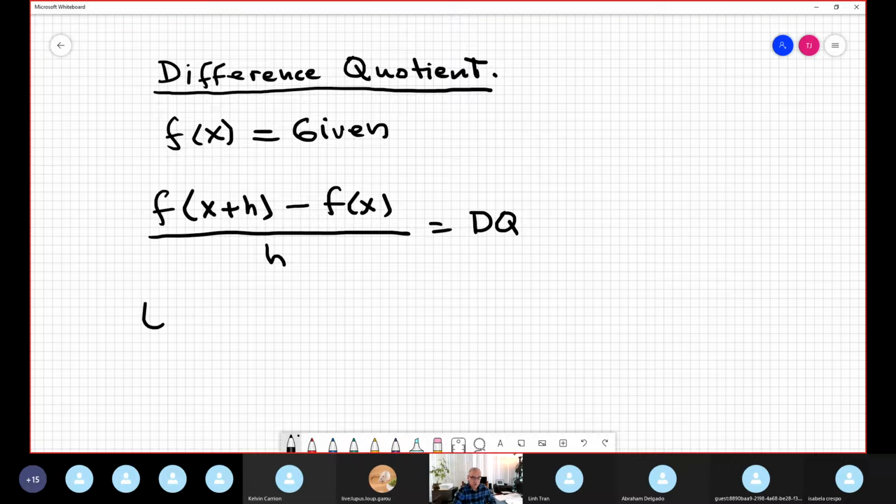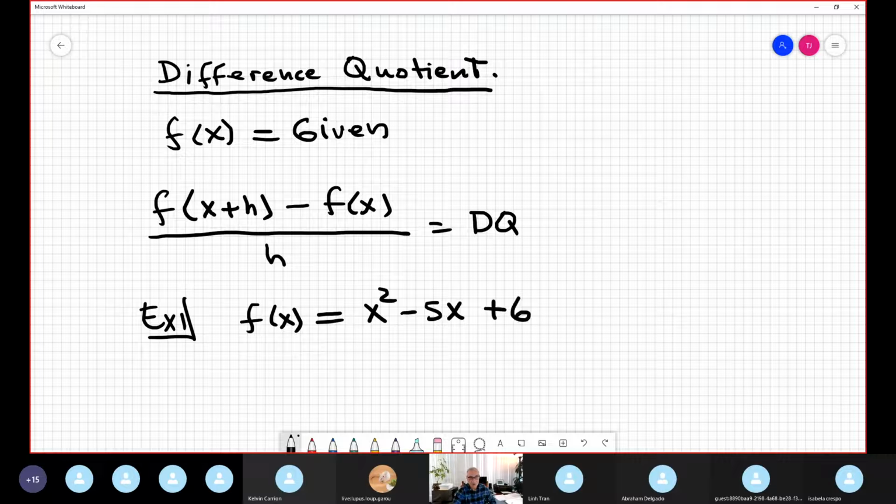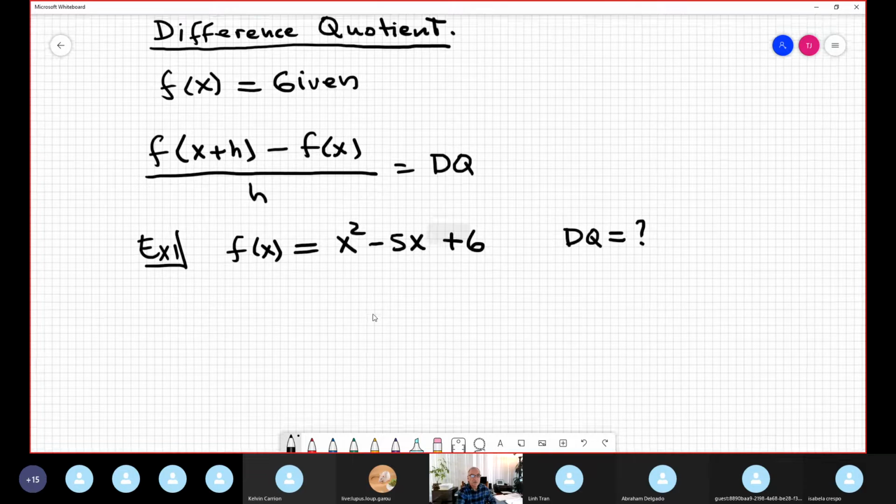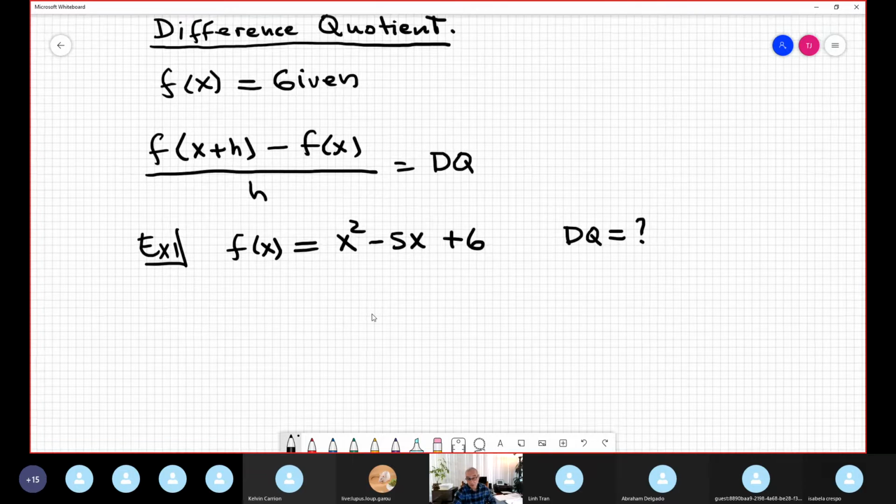Okay. Suppose example one of the difference quotient. Suppose f of x equals x squared minus 5x plus 6. The function is given. And the question says compute the difference quotient. Using the formula, apply function notation several times. I recommend doing it step by step. Step one is compute that part.